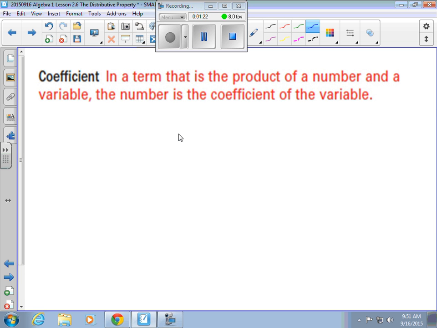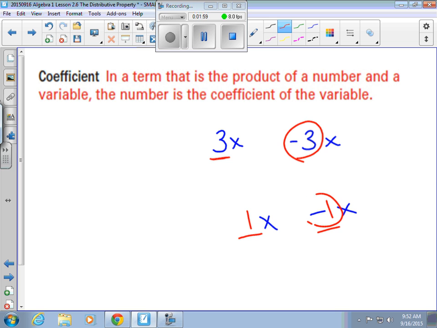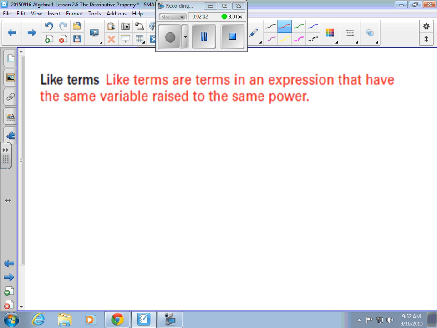A coefficient is the number that's the product of a number and a variable. A coefficient of a variable, like 3x. This is the coefficient, 3. The coefficient of negative 3x is negative 3. The coefficient of x is what? 1. The number that is not shown, if it just shows you a variable, is 1. And the coefficient of negative x is negative 1. That's what it means by coefficient.